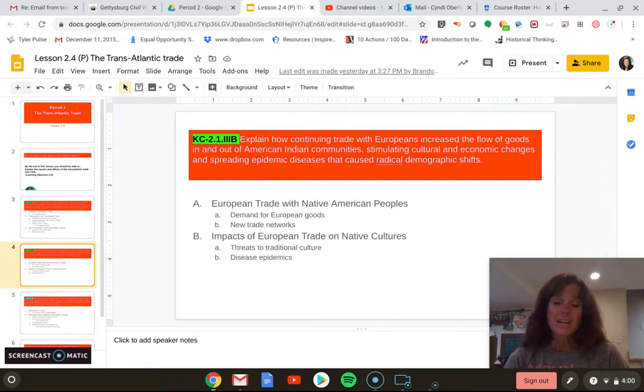So, what impact does this European trade have on native cultures? It's a huge threat to their native culture. If they start wearing European textiles as clothing, they lose their traditional clothing.